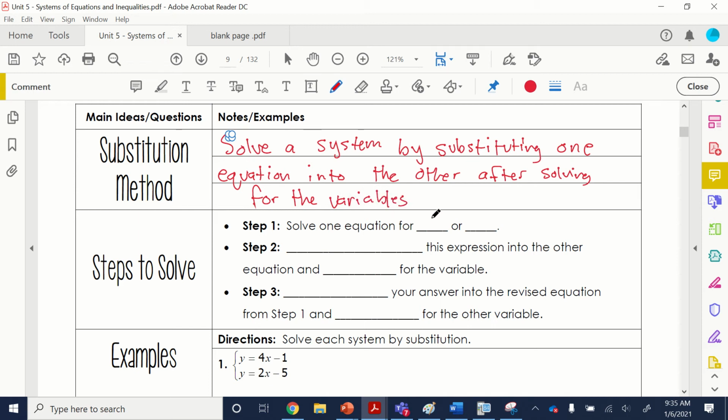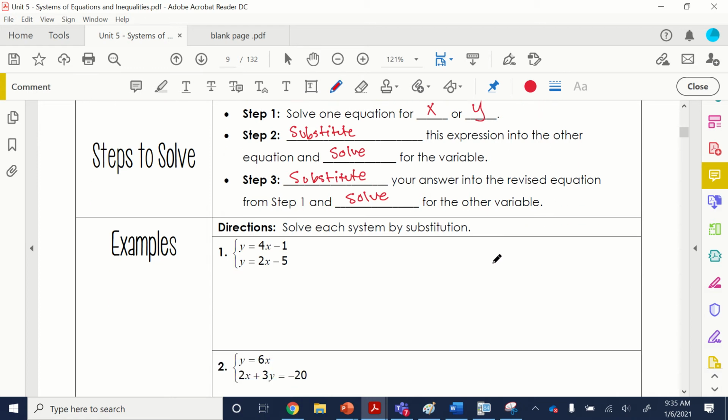Okay, so here's what we're going to do. We're going to solve one equation for x or y. Then we're going to substitute that expression into the other equation and solve for the variable. Then we're going to substitute the answer into the new equation from step 1 and solve for the other variable. This sounds complicated. It's really not that complicated, but there are quite a few steps that you have to make sure you're paying attention to.